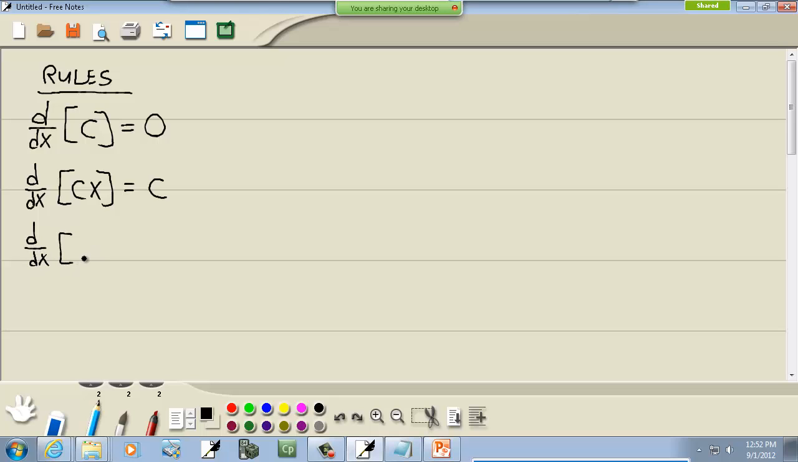And then if you got x to a power, take your power, put it out in front, lower it by 1. So the derivative of x to the n would be n times x to the n minus 1. Now actually the second formula is just a variation of this one. So technically you don't need that one because this is covered by it, but it does help to have that.